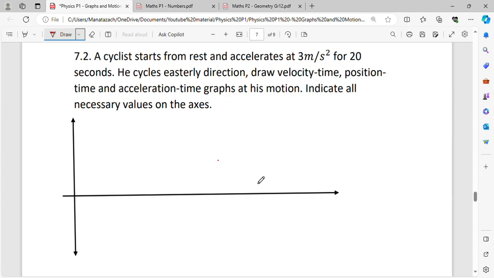Today we are continuing with part B on velocity time, position time, and acceleration time graphs. So let's start with today's lesson.